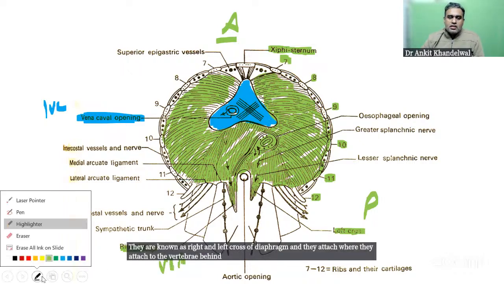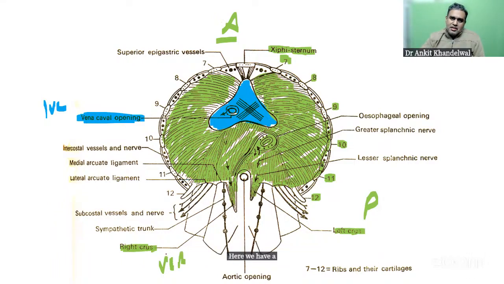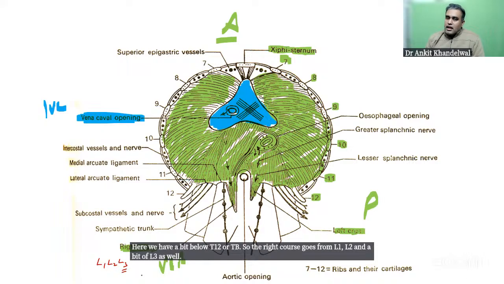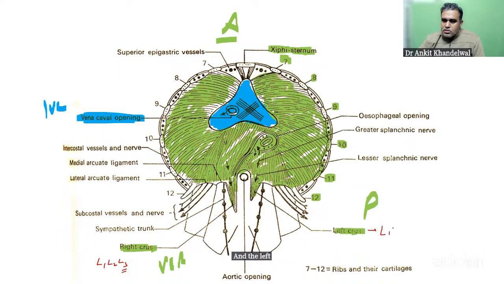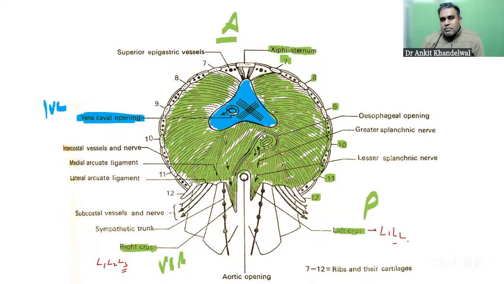Now you might argue, okay, sir, vertebrae means T12 vertebrae. No. Here we have a bit below T12 vertebrae. So the right crus goes from L1, L2, and a bit of L3 as well. And the left crus of diaphragm goes to L1, L2 vertebrae. So these are all the peripheral attachments of the diaphragm.